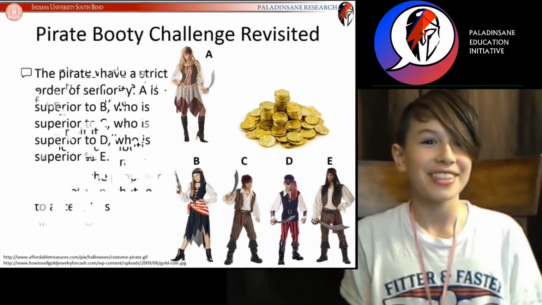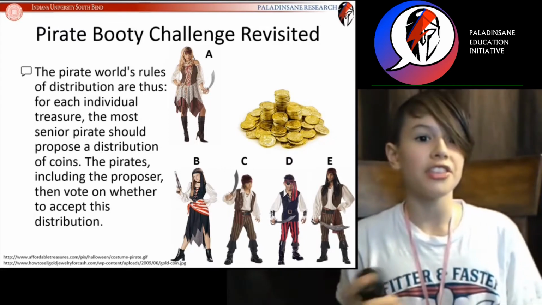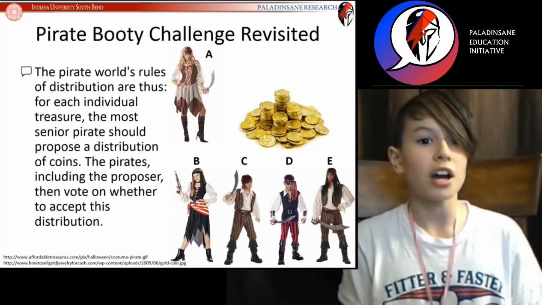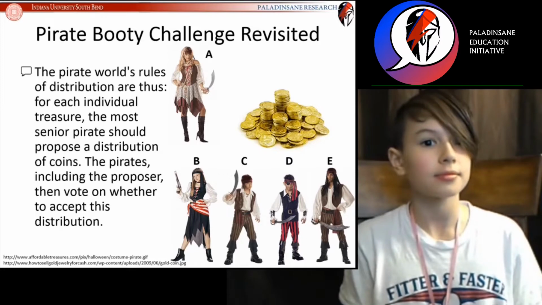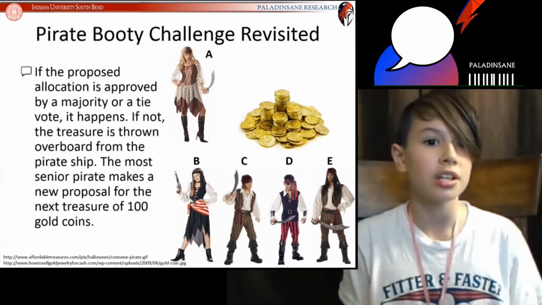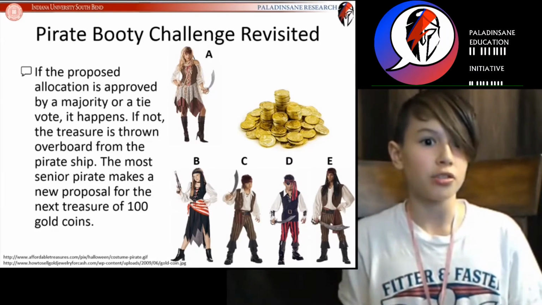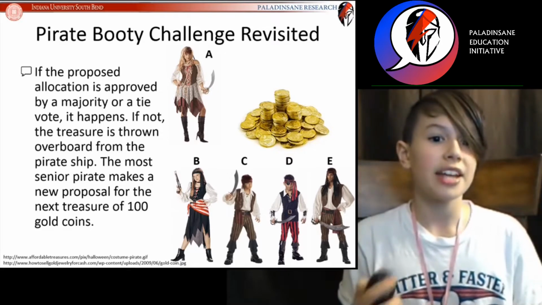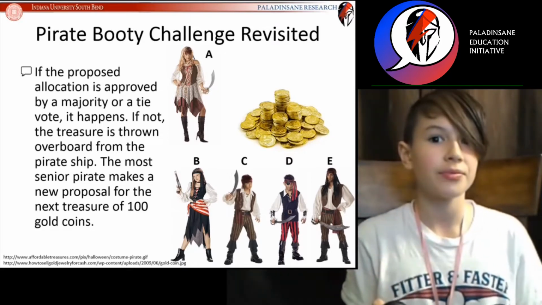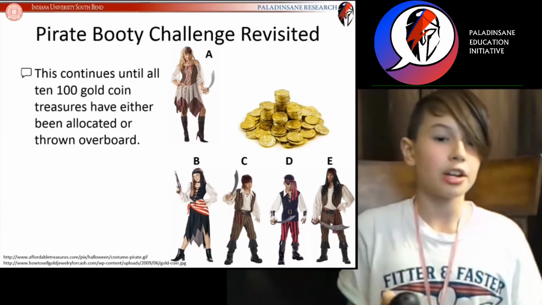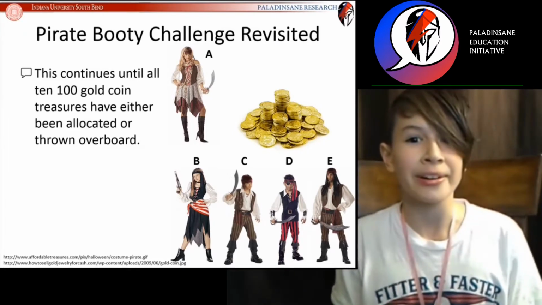Now let's move on. The pirate world's rules of distribution are thus. For each individual treasure, the most senior pirate should propose a distribution of coins. The pirates, including the proposer, then vote on whether to accept this distribution. If the proposed allocation is approved by a majority or a tie vote, it happens. If not, the treasure is thrown overboard from the pirate ship. The most senior pirate makes a new proposal for the next treasure of 100 gold coins. This continues until all 1,000 gold coin treasures have either been allocated or thrown overboard.